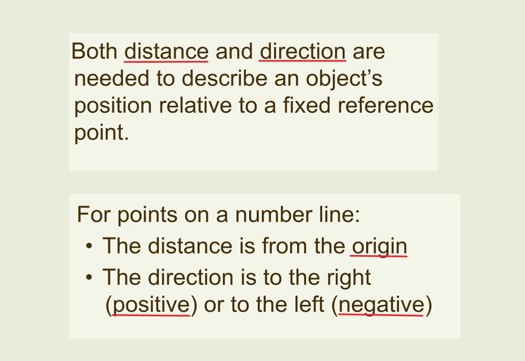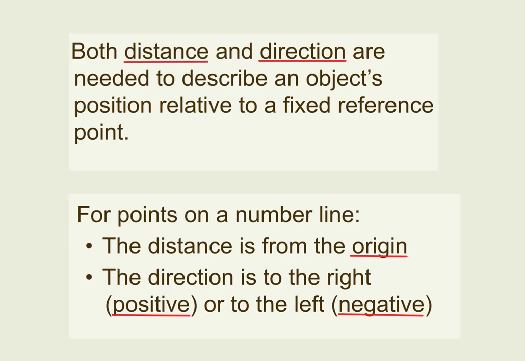Now, as we get into this next section, a couple things you need to be aware of is that when we look at an object's position relative to something else, we have to both indicate the distance and the direction. So when you are trying to tell somebody where something is located, you can't just tell them how far away it is. You have to tell them in what direction.